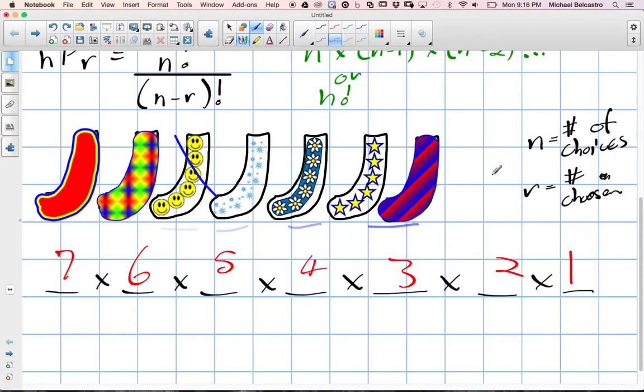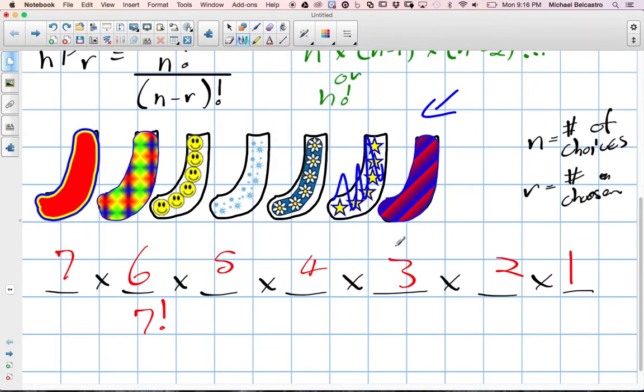So here's our fundamental counting principle, and it's essentially the idea of 7 factorial. It's the exact same thing, right? Because when you choose, at first we have 7 choices, but once one of them is chosen, then we only have 6 choices. Once we get rid of another, we're down to 5.